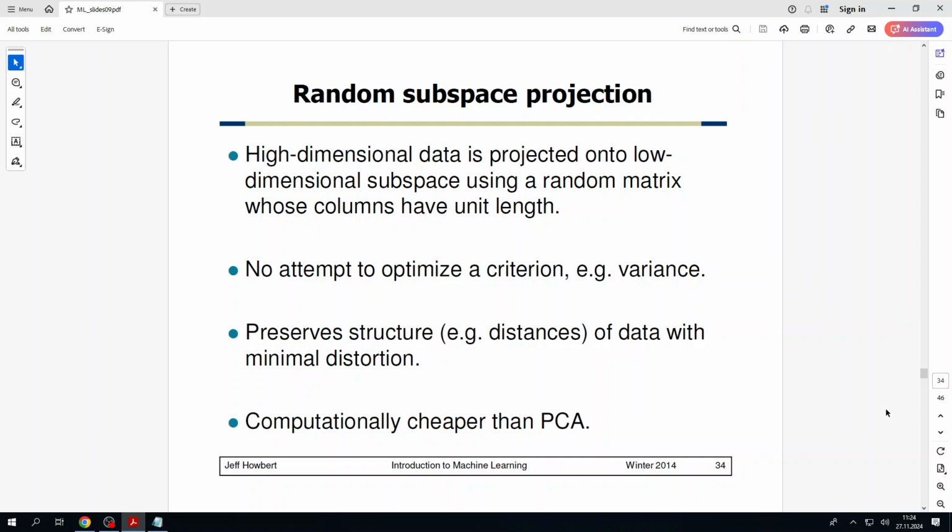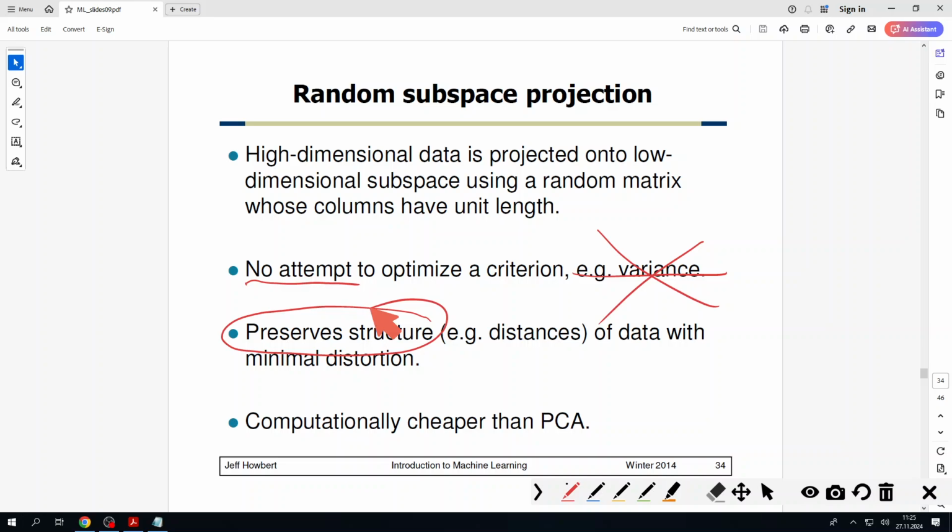Another approach, which is much less computationally demanding, cheaper, but also it is random. It's not deterministic anymore like it was for principal component analysis, which was always producing the same solution. No matter how many times we run it, it's the same solution. Now here we make the random projection of certain inputs. So basically, we don't even try to optimize variance. So we don't care about variance anymore. And what we want to do is to keep the structure of the data with as small difference as possible.